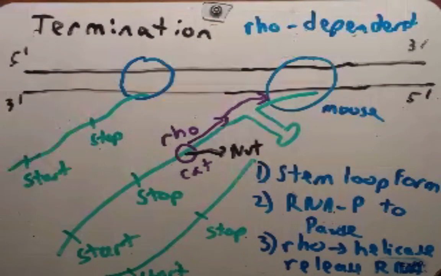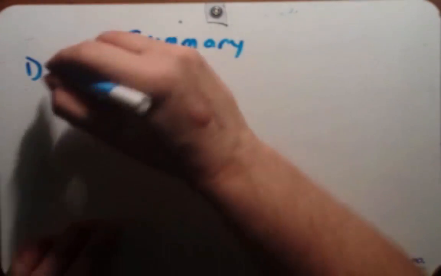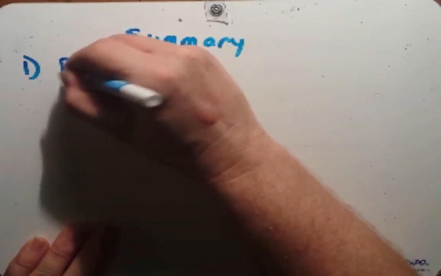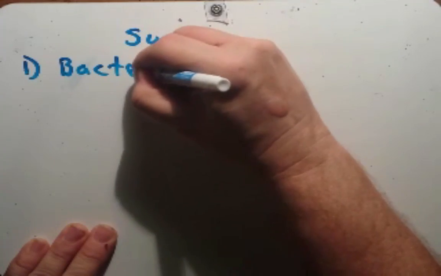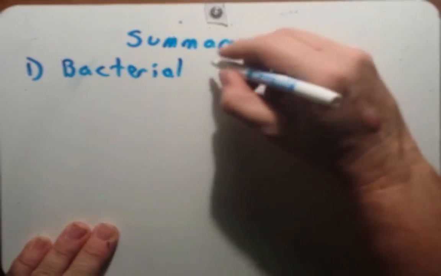So these are just two mechanisms that are employed by bacteria to stop transcription, termination. So now let's close with a quick summary. In this podcast, you should have learned about the bacterial promoter, the features of it, where those consensus sequences are.